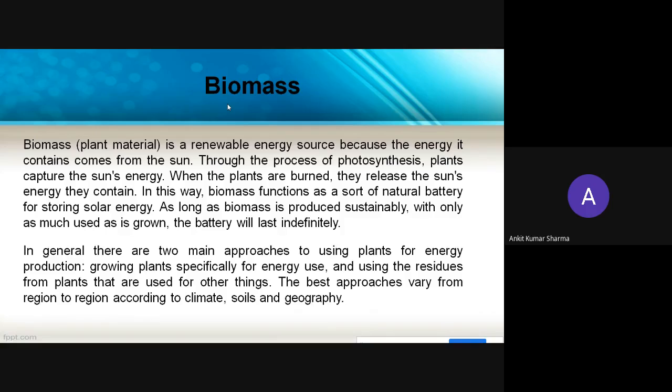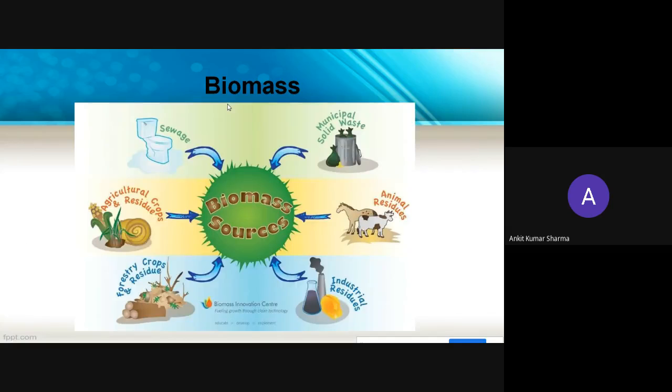So there are two main approaches discussed here for using plants for energy production. We can grow the plant specifically for energy use, or we can use the residues which come out from that plant to generate energy. It depends on the area, climate condition, and soil condition.